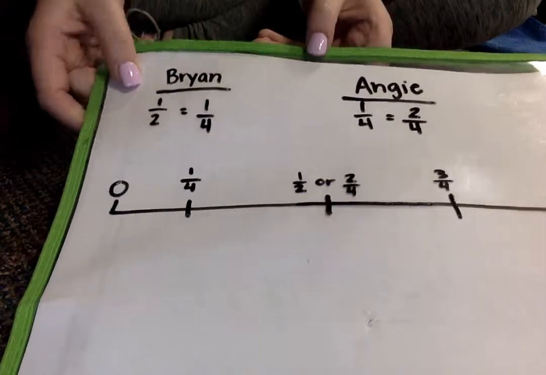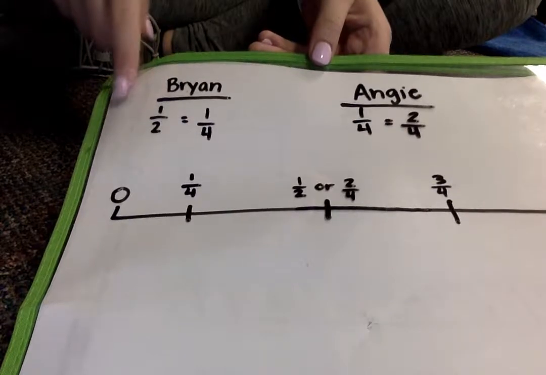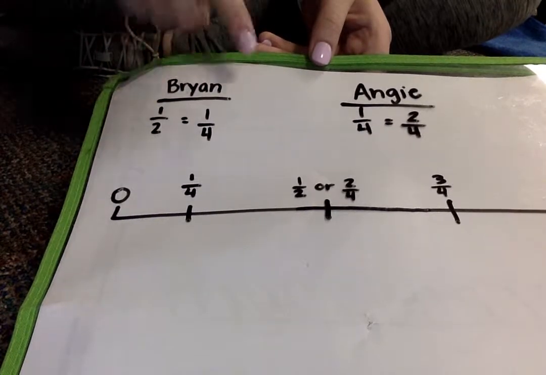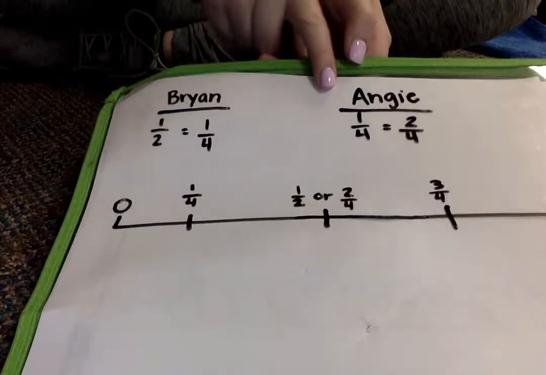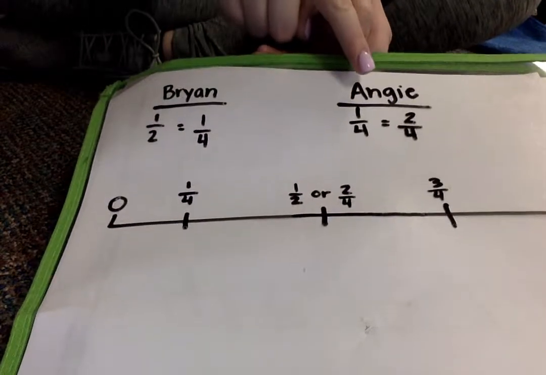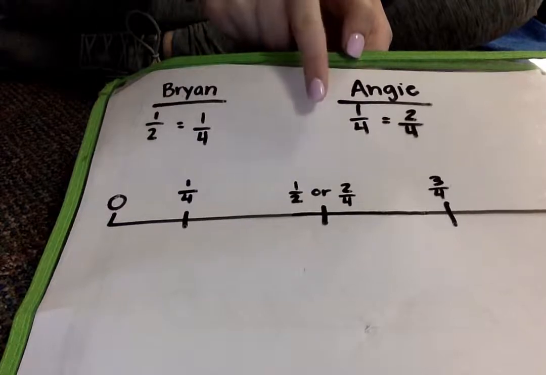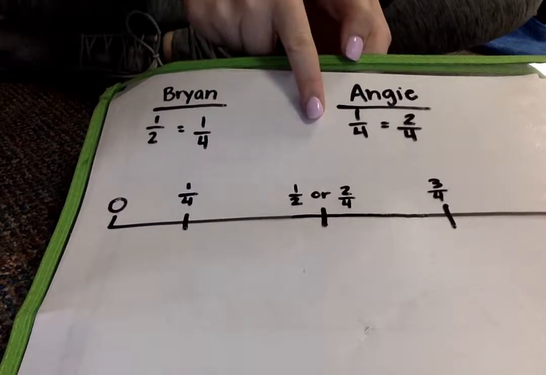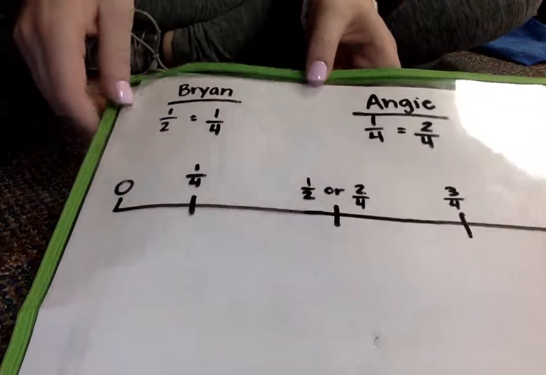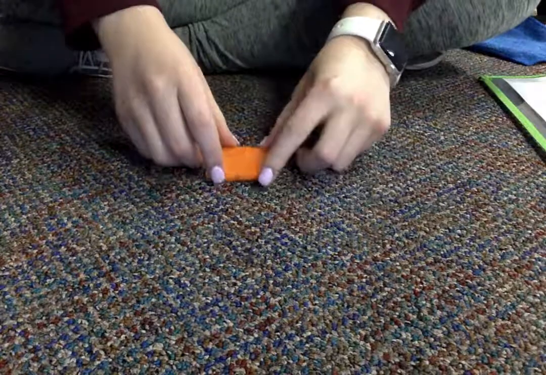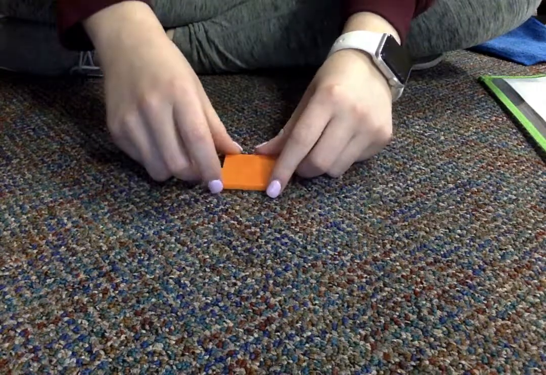And Brian thinks that it is 1/2 and 1/4 that is equivalent because both of the top numbers are 1, and Angie believes that 1/4 and 2/4 is equivalent because both denominators are equal to 4. So today we're going to talk about which student is correct and how we can figure that out. We're going to start out with talking about using our pattern blocks.